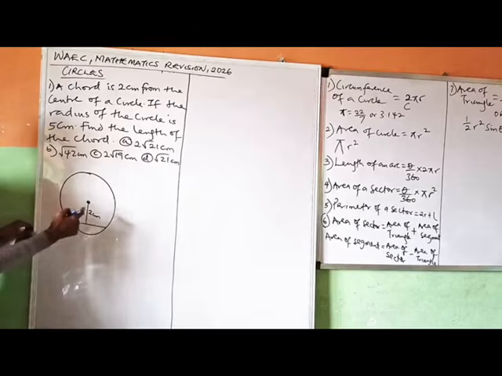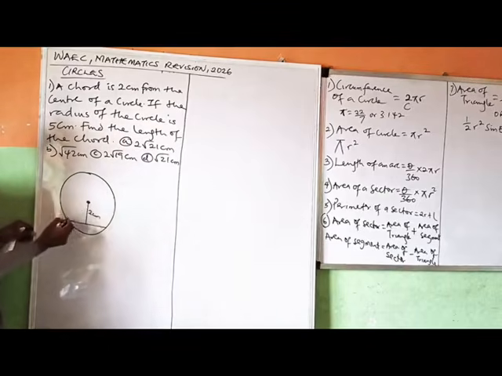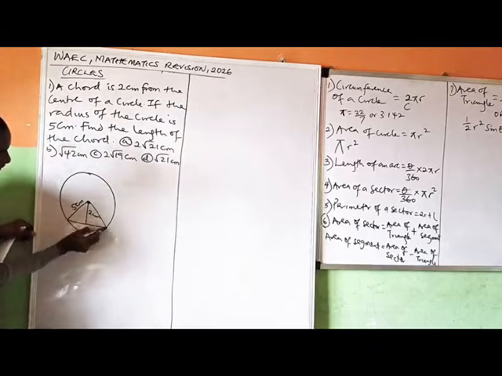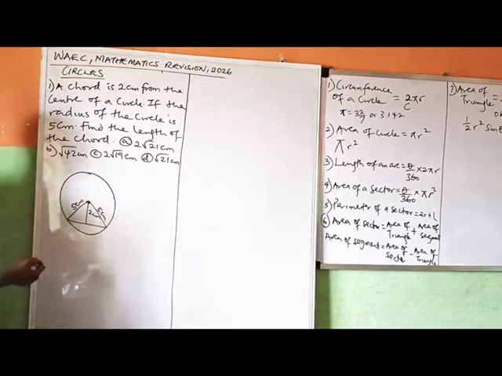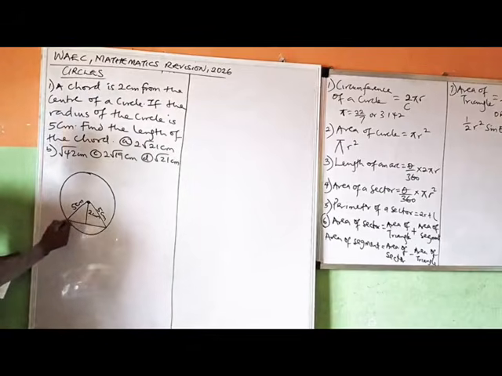If the radius of the circle is 5 centimeters, you remember the radius is the distance from the center to any portion of the circumference. So I can say this is my radius, and here is 5 centimeters. And of course, here too is a radius, so it's 5 centimeters as well. They said find the length of this chord.